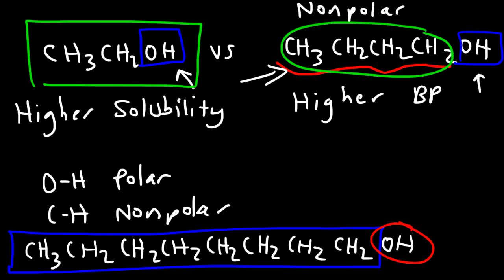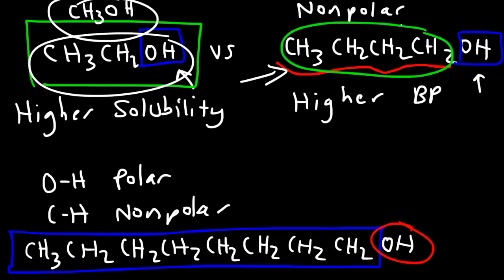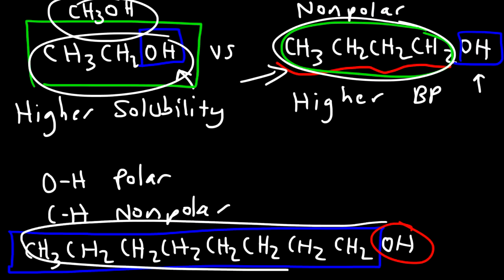And so whenever you have small chain alcohols like ethanol or even methanol, these are highly soluble in water. But when you start adding a lot of CH or CH2 groups, then the solubility will decrease, but the boiling point will go up. So 1-octanol has the highest boiling point of these 3 molecules. But methanol has the highest solubility because it has the least number of nonpolar bonds.